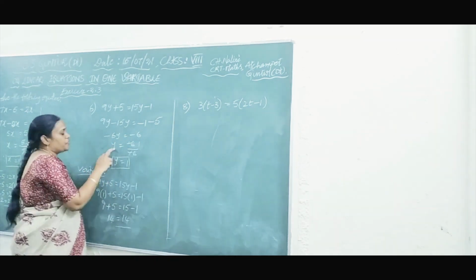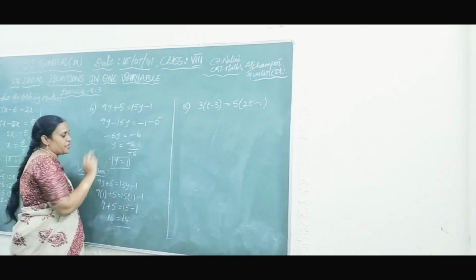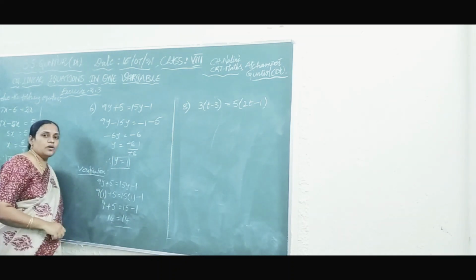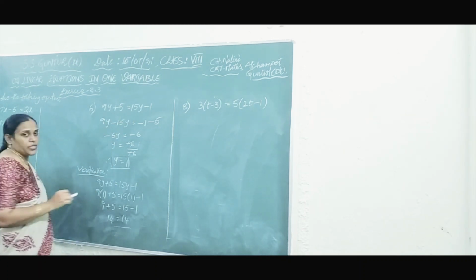Therefore y is equal to minus 6 by 6. Cancel these two, we get 1. Therefore y is equal to 1. Now we have to verify this y value in this equation. Then we get LHS and RHS are same.